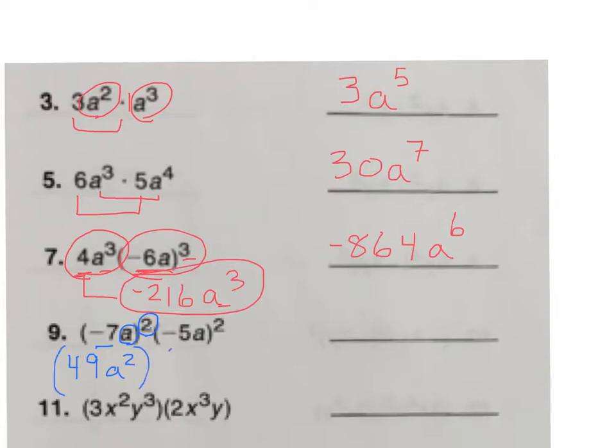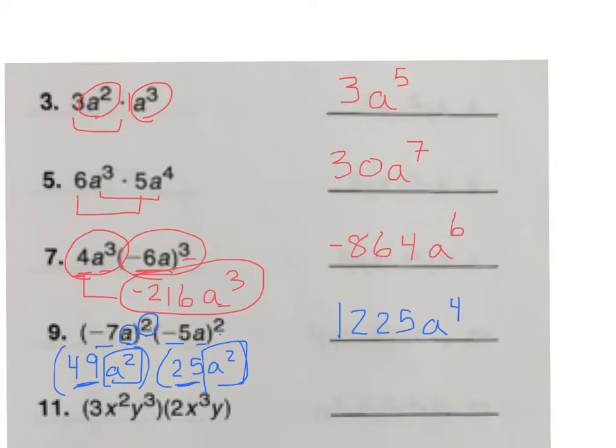And I'm multiplying that times negative 5 squared, which is 25. And then I got a squared right here. And now y'all do me a favor. 49 times 25 is? 1,225. Okay, 1,225. And a squared times a squared, 2 plus 2 is 4, so it's a to the 4th.